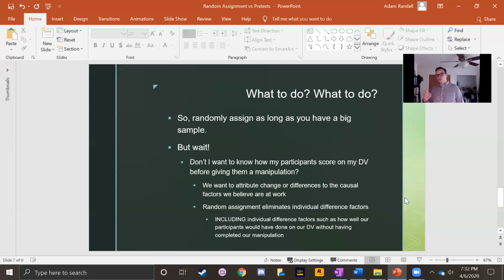Now, let's go back to that question that I mentioned a couple times. Don't I want to know how participants do on the DV before I manipulate my IV? Well, no, not necessarily. Usually what we're trying to do is ascribe causality to the experimental variable. Random assignment balances people out on everything, including their original status on the DV. So if you have a big enough sample, you don't need to know what they would have scored first, because what they would have scored first will be balanced out by random assignment.